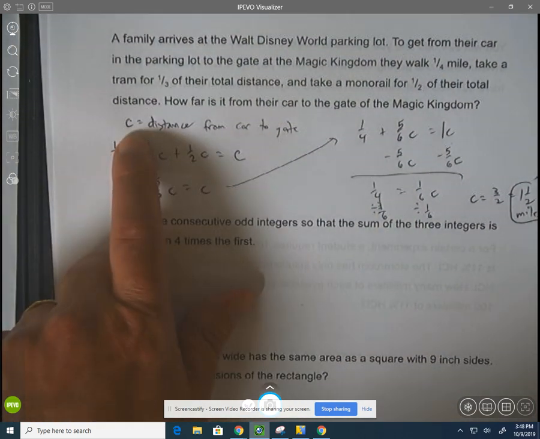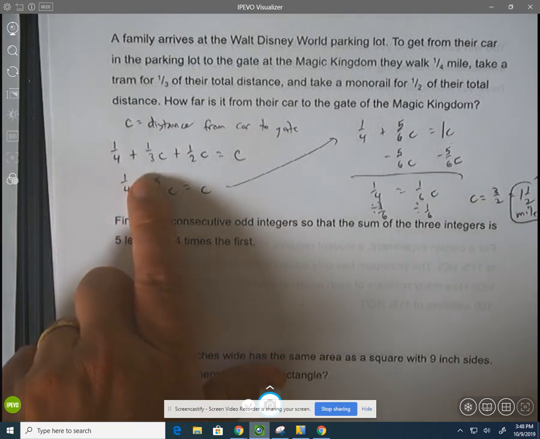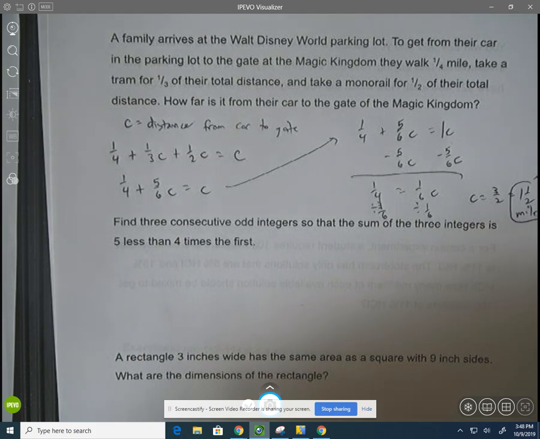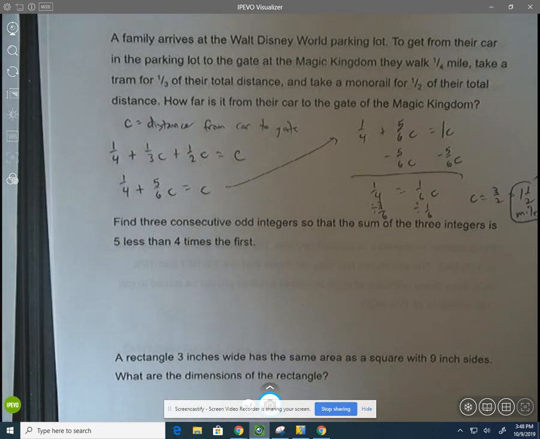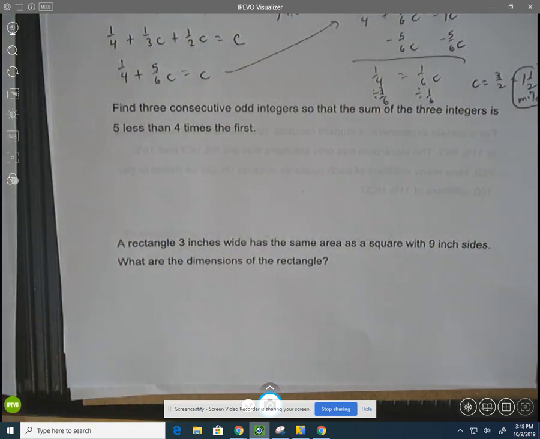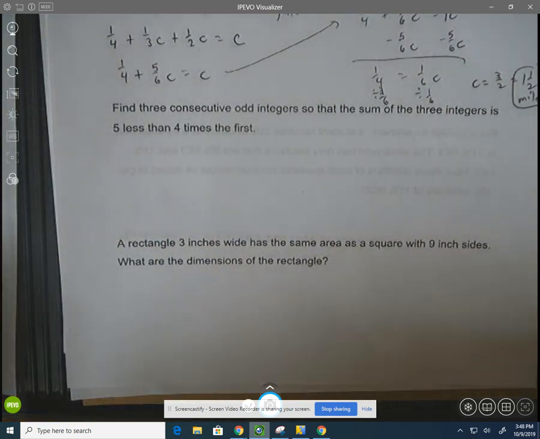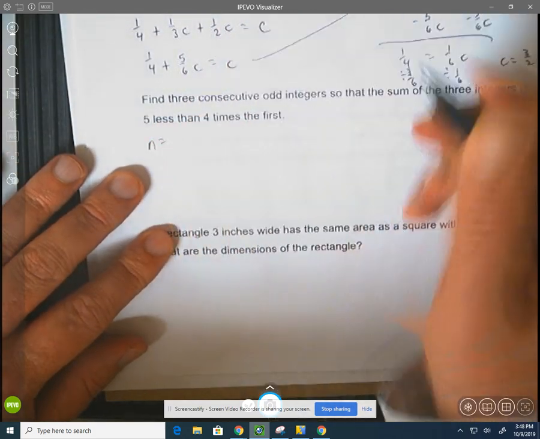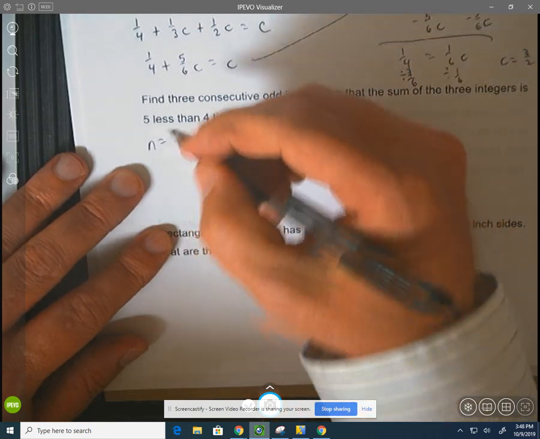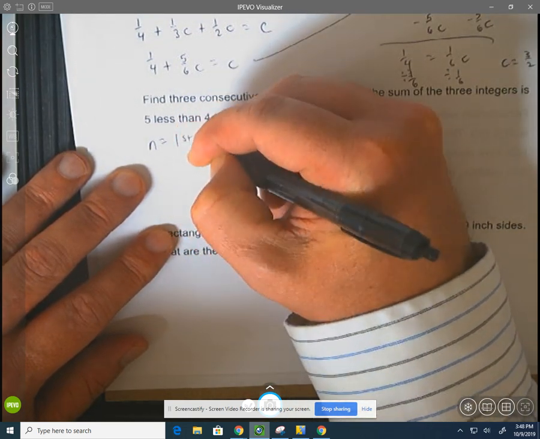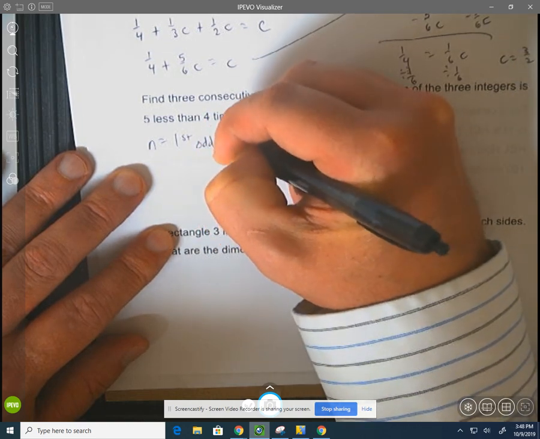But again, I think the key thing here was identifying our variable and then just using the information in the problem to somehow write this equation. Let's look at the second one here. So we've got 3 consecutive odd integers, so that the sum of those 3 integers is 5 less than 4 times the first. So again, identify our variable. And we got 3 different things going on here. We got all 3 odd integers, but I'm going to let n be that first odd integer.